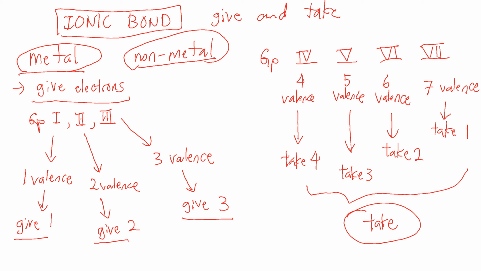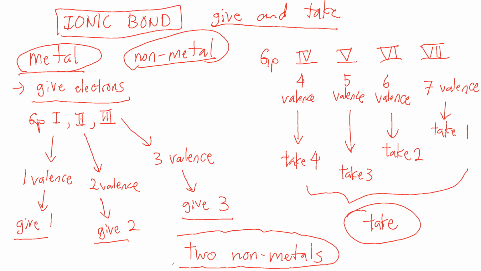But what happens if you have two non-metals? Okay, you have two non-metals that you want to bond together. Can you use the ionic bond? You can't use the ionic bond, because ionic bond is one party give, the other party take. And when you have two non-metals, both parties want to take. So ionic bond won't work. We need another mechanism, and that mechanism is covalent bonding.